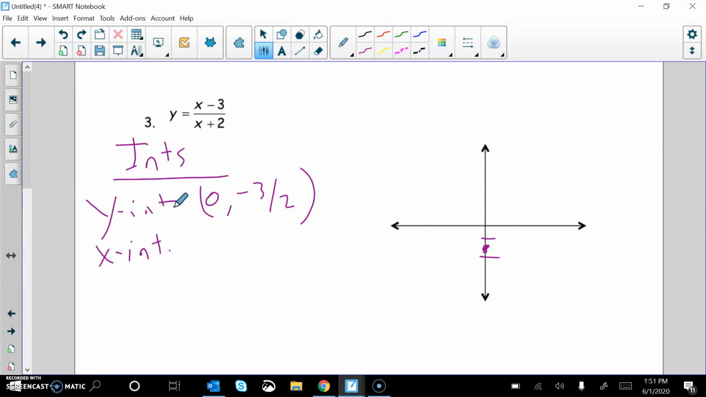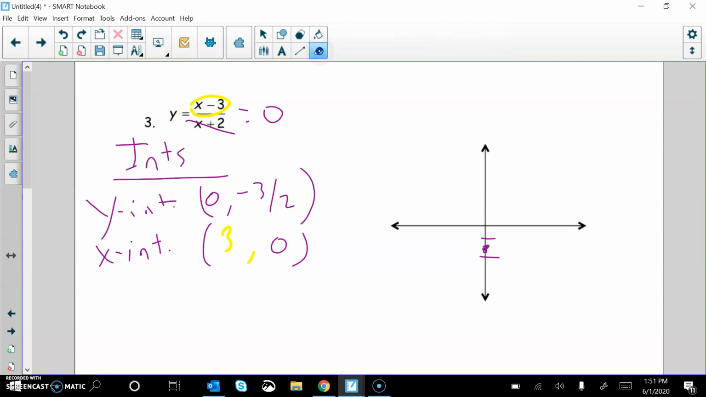X-intercept. Let's set this equal to 0 and see when that happens. And the shortcut again, because it's just going to cancel after step 1, is when is the numerator equal to 0? The numerator is equal to 0 when x is 3. So there's our x-intercept. It's going to cross the x-axis at positive 3. 1, 2, 3. Let's put it right there.